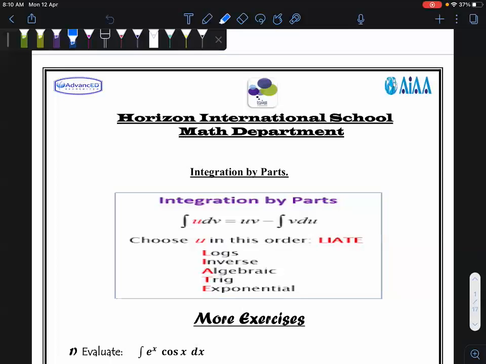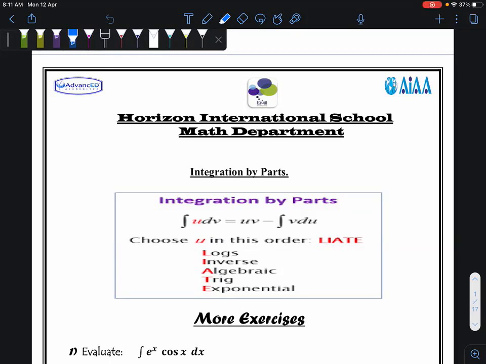Okay, Bismillah. Today, inshallah, we have a quick revision on integration by parts. Integration by parts simply says the integral of u dv is equal to uv minus the integral of v du.